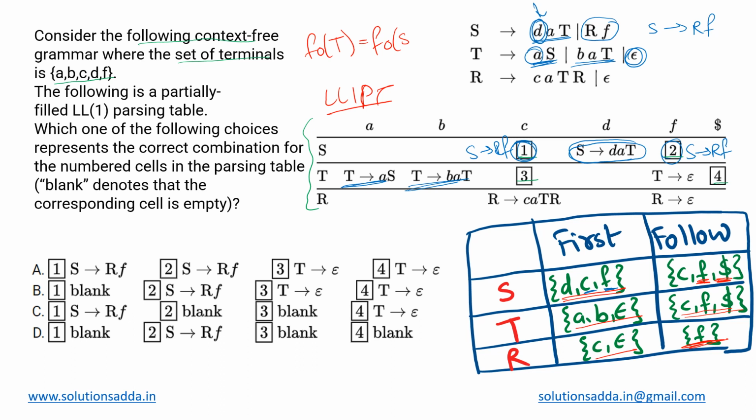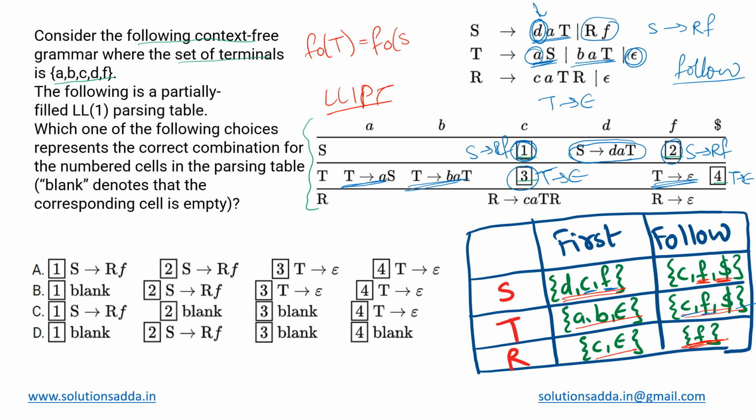Now we know that whenever there are epsilon productions, those are placed in the follow of that particular non-terminal. So what do we have in the follow of T? We have C, F, and dollar. So under each of them, the production T derives epsilon will be placed. It is already given under F, so we will be placing it under C and under this dollar sign: T derives epsilon. So all the four are already done.